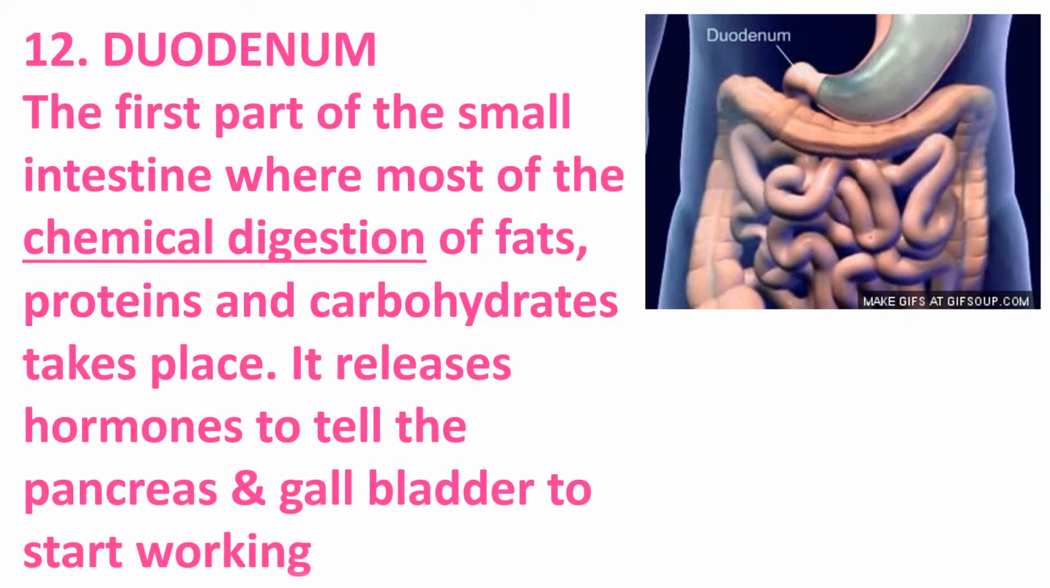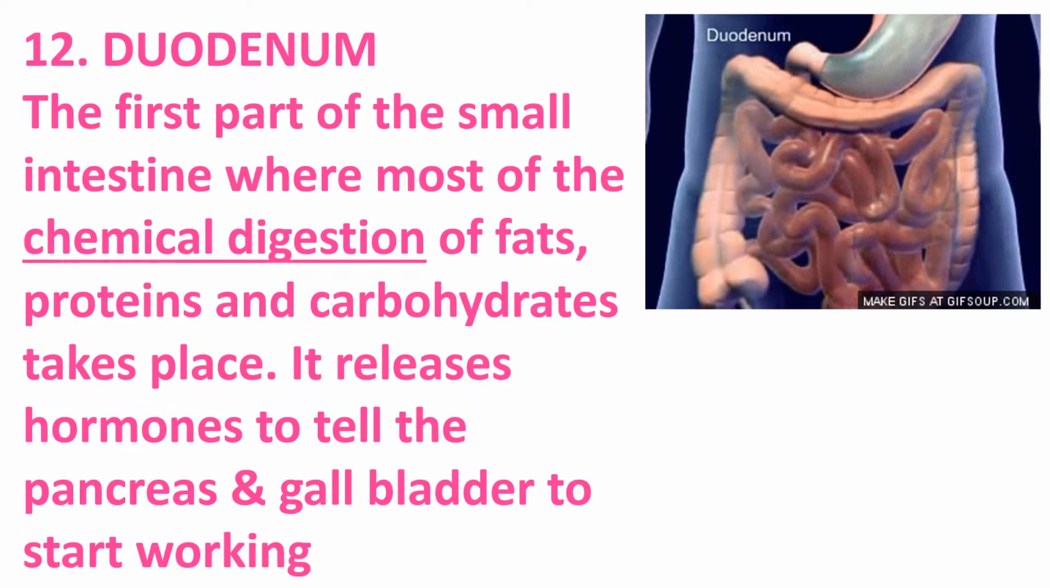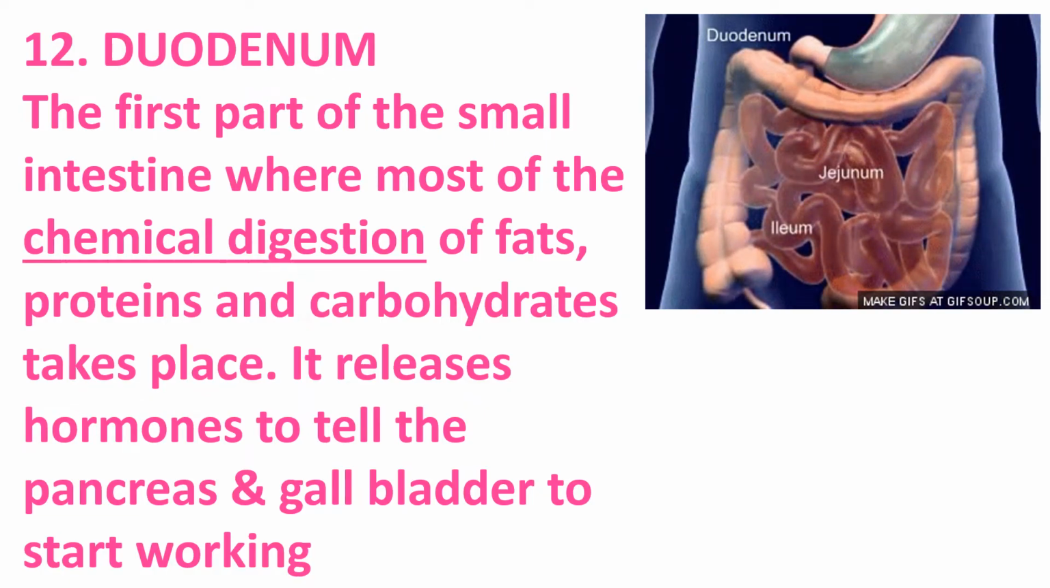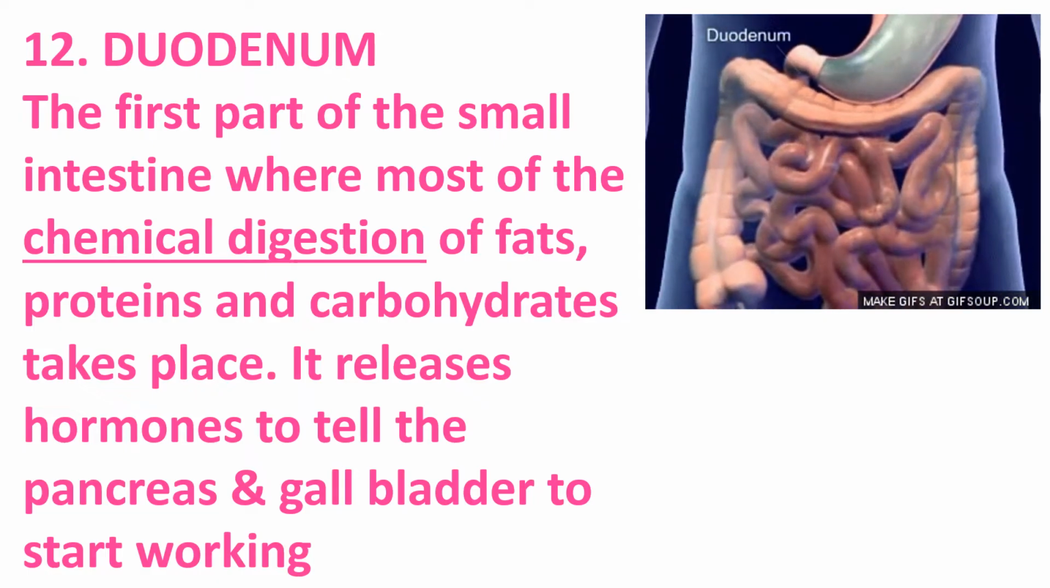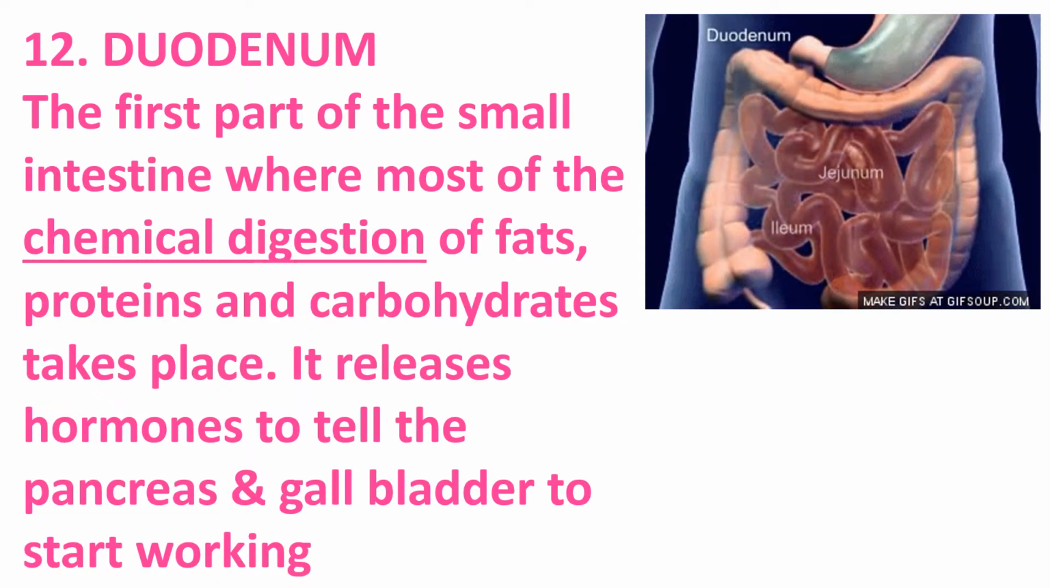We have our duodenum, which is the first part of the small intestine, where most of the chemical digestion of fats, proteins and carbohydrates takes place. It releases hormones to tell the pancreas and gallbladder to start working.